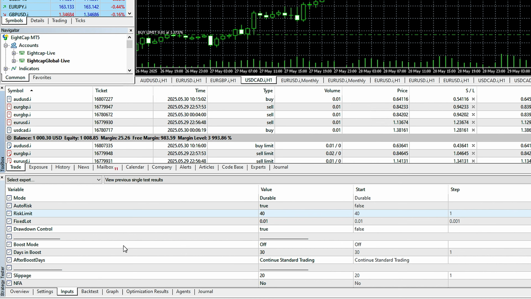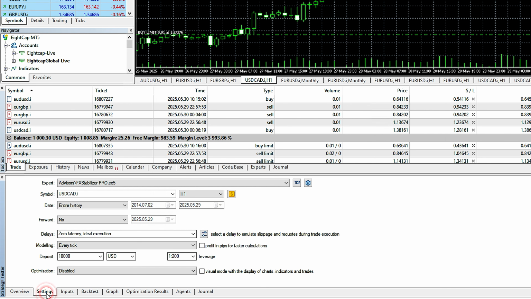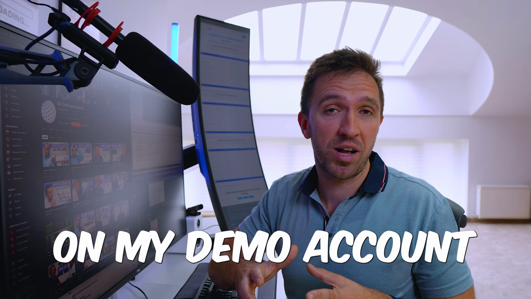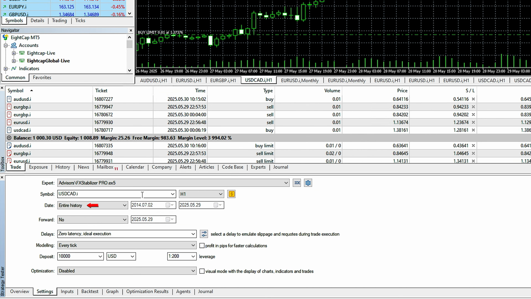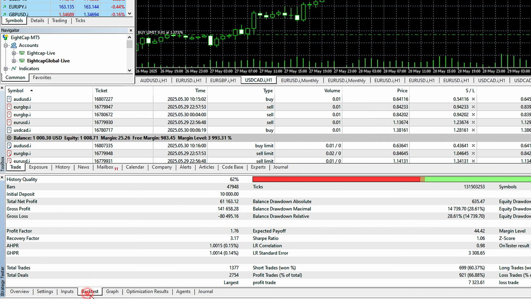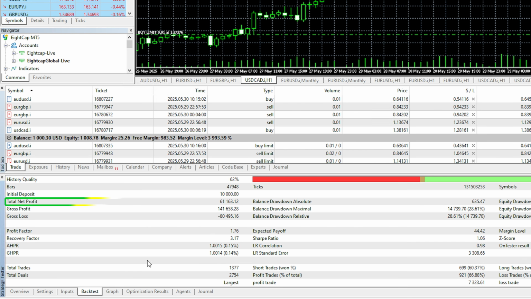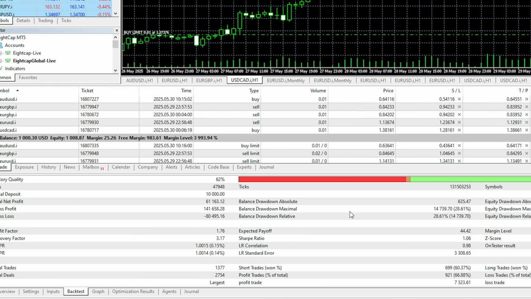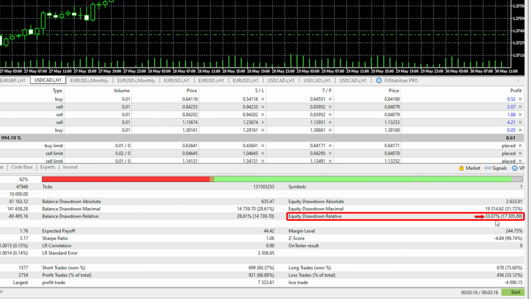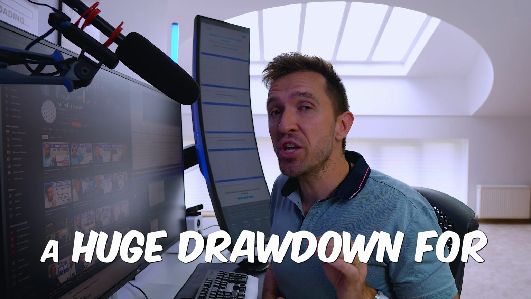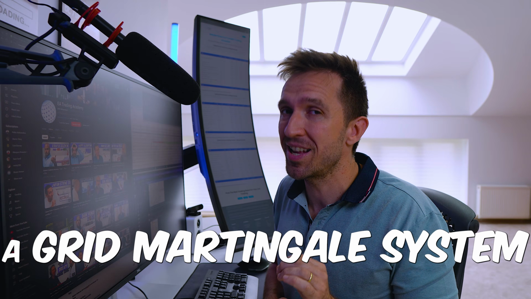But what's quite interesting is the backtest. So I have backtested it on the dollar CAD, which is the most profitable on my demo account. So I wanted to see if this is the case with the backtest, and I selected the entire history provided by the broker. On a $10,000 deposit, you'll see that the backtest shows profit of $61,163. The drawdown is 33.07, which is not a huge drawdown for a grid martingale system.